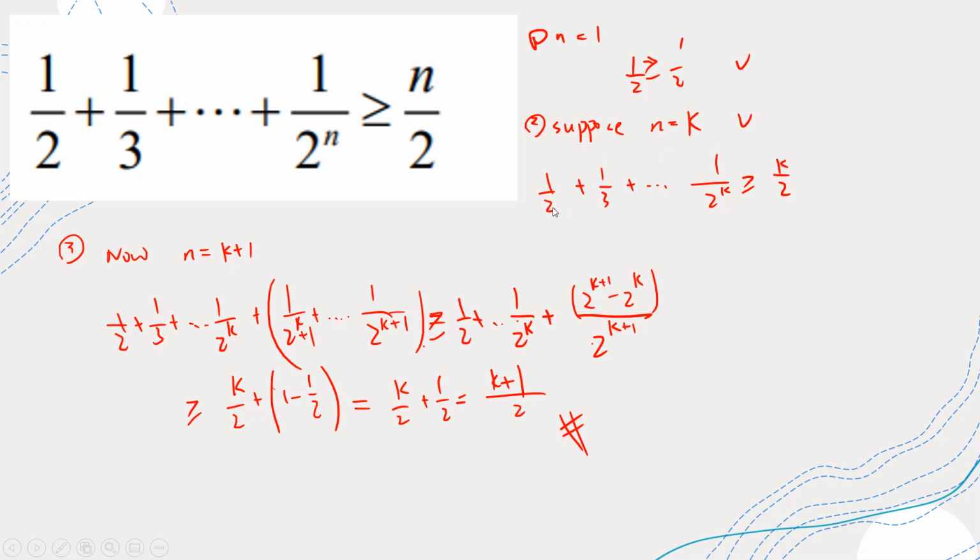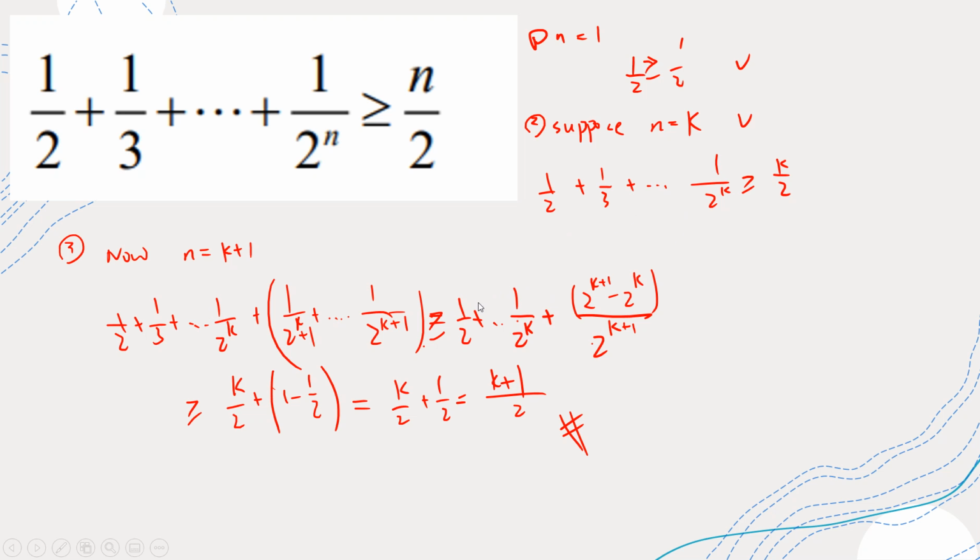Okay, so let's suppose n equals k is correct. So 1/2 plus 1/3 up to 1 divided by 2 to the k will be greater or equal to k divided by 2, right? This is our assumption. So now let's say n equals k plus 1, right? So we have this plus the rest. The rest will be 1 over 2 to the k plus 1 up to 1 divided by 2 to the k plus 1, right?